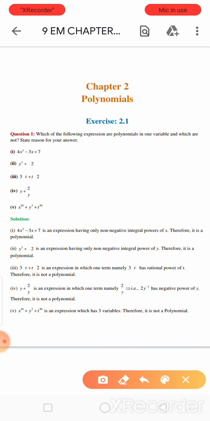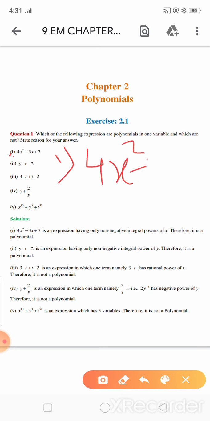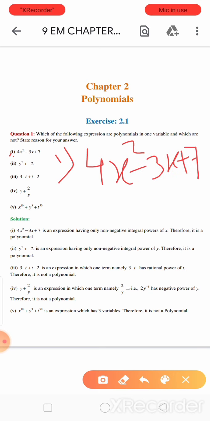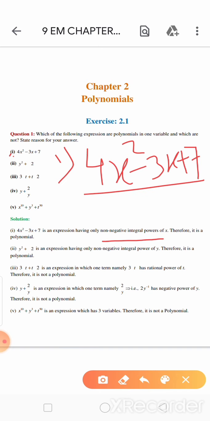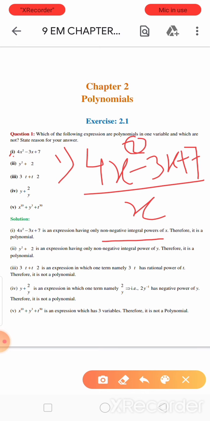So question number 1, the expression is 4x square minus 3x plus 7. This is an expression having only non-negative integral powers of x. Here the expression has 3 terms and the variable in all 3 terms is x, and all the powers of x are non-negative integers, which means the first x power is positive 2 and the second term x power is positive 1. So we say therefore it is a polynomial.